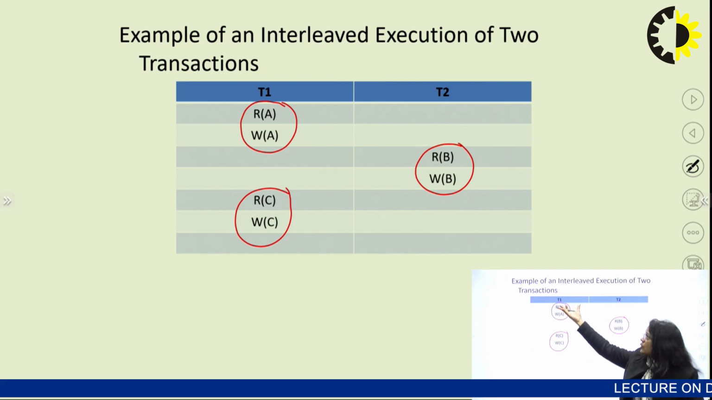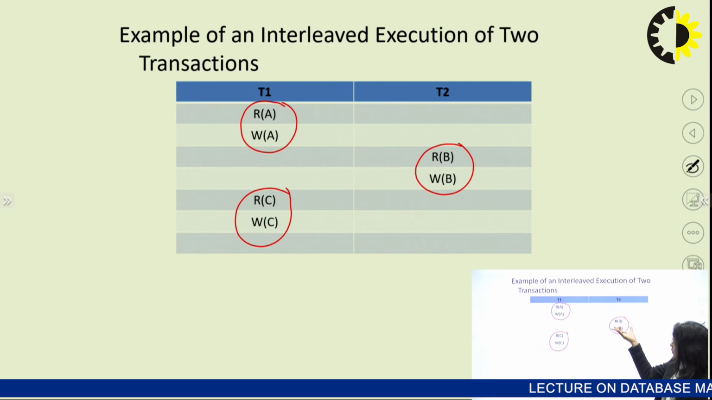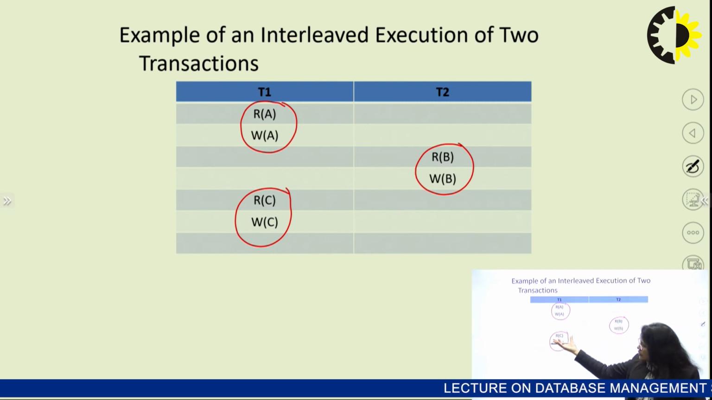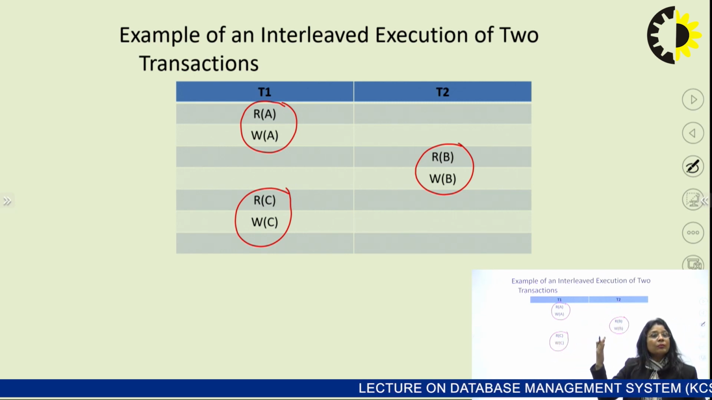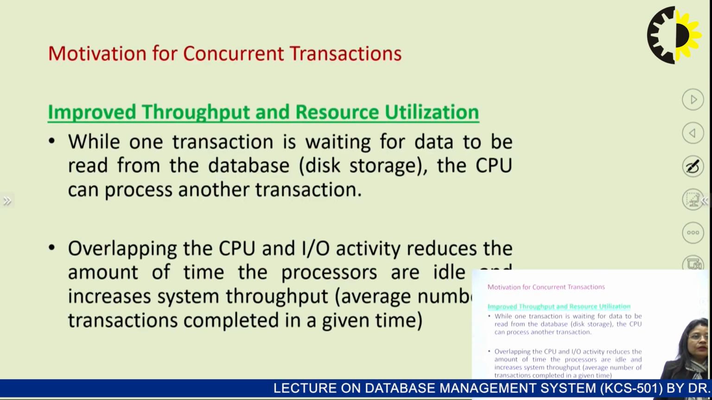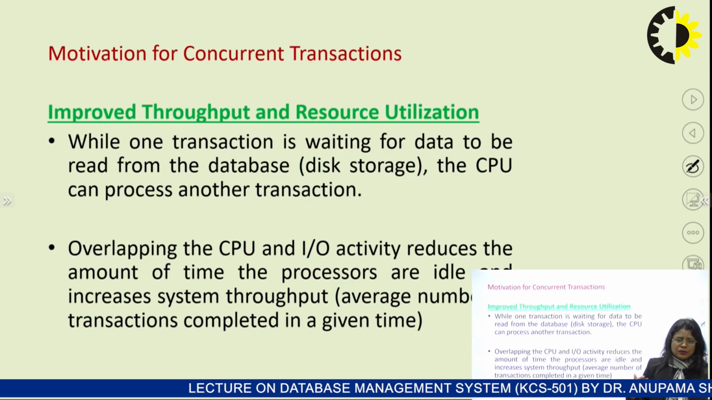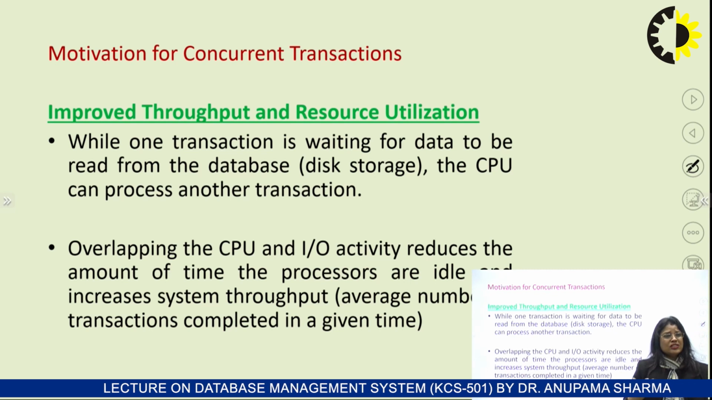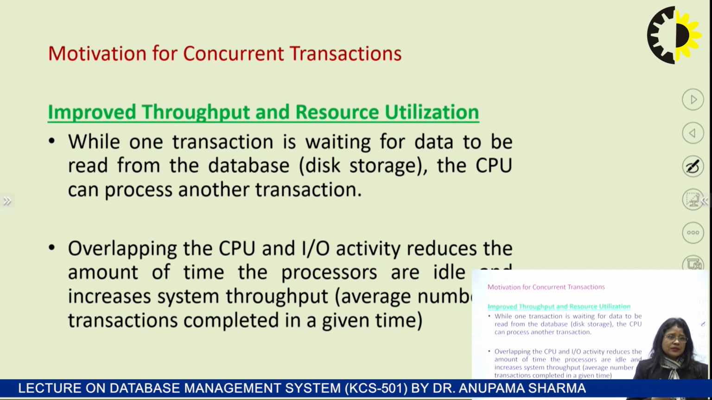If we execute T1 on A, then T2 on A, and again T1 on A, there may be some problems, right? So let's see where and in which situation we can face the problem. We need to understand that, right?